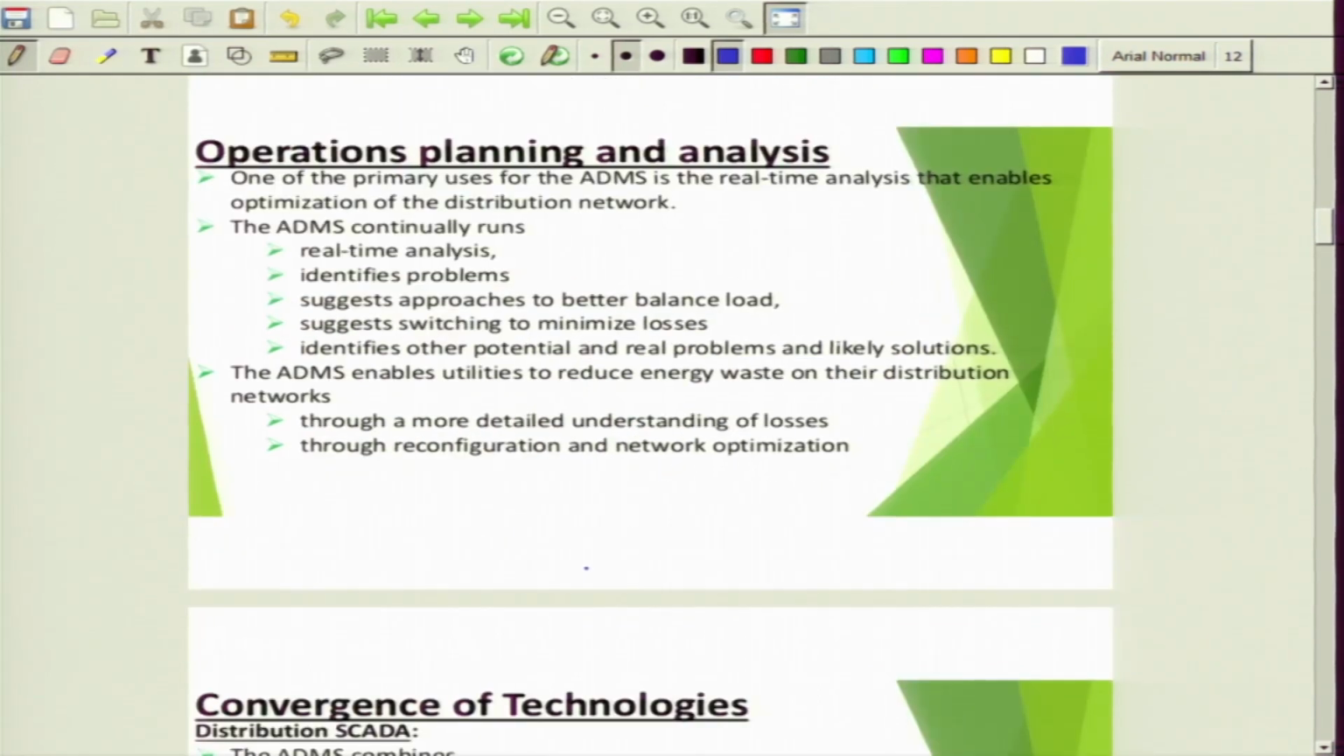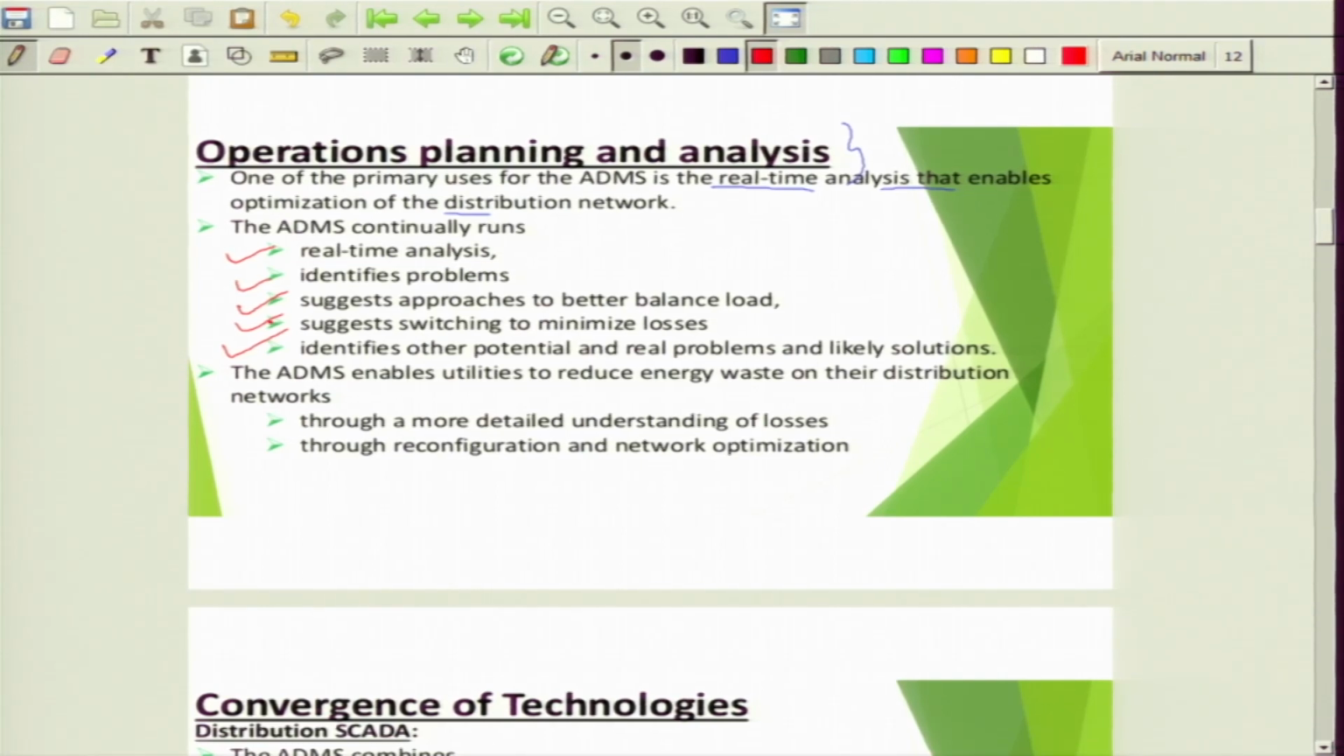So, operations, planning and analysis. In this part of the understanding, one of the primary uses for the ADMS is real time analysis that enables optimization of the distribution network. The ADMS continuously runs real time analysis, identifies problems, suggests approaches to better balance the load, suggests switching to minimize the losses, and identifies other potential and real problems and likely solutions.